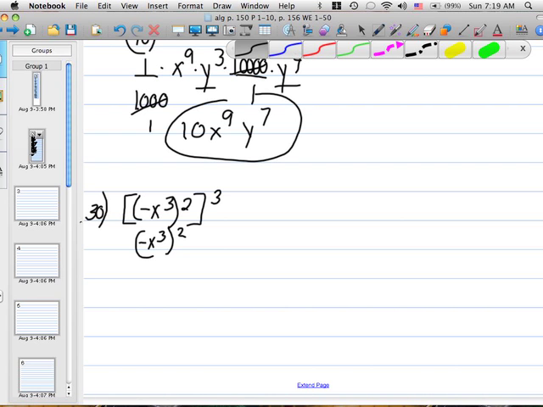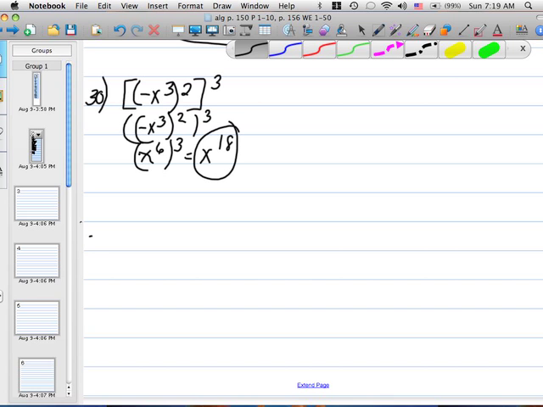So that gives you, since your squaring is going to come out positive, because there's two x's, x to the 6th, and then you take that to the third, which gives you x to the 18th. Multiply your exponents.